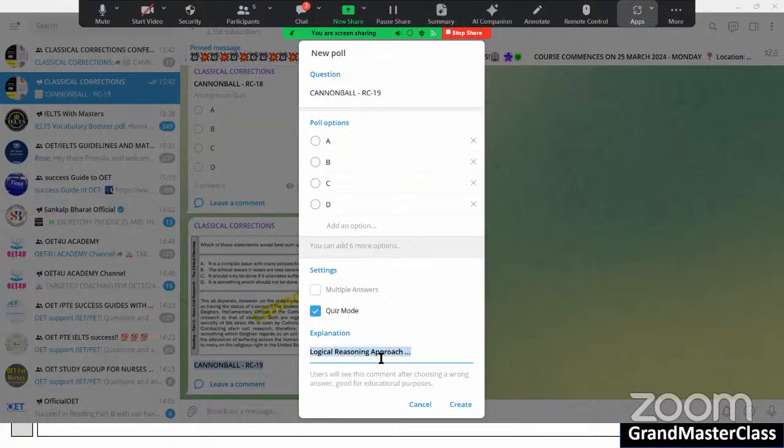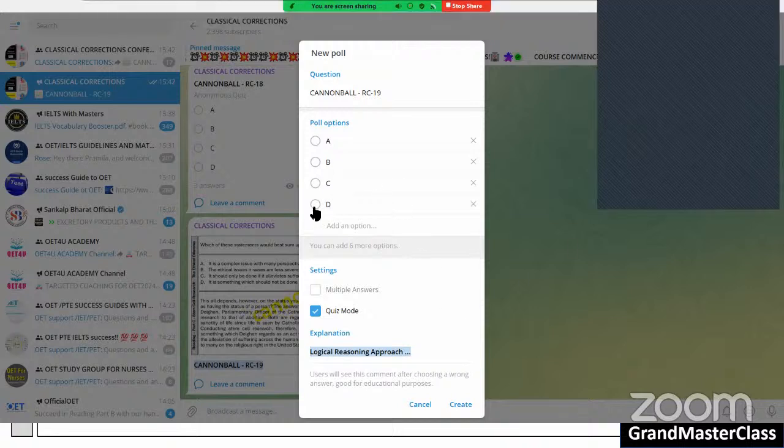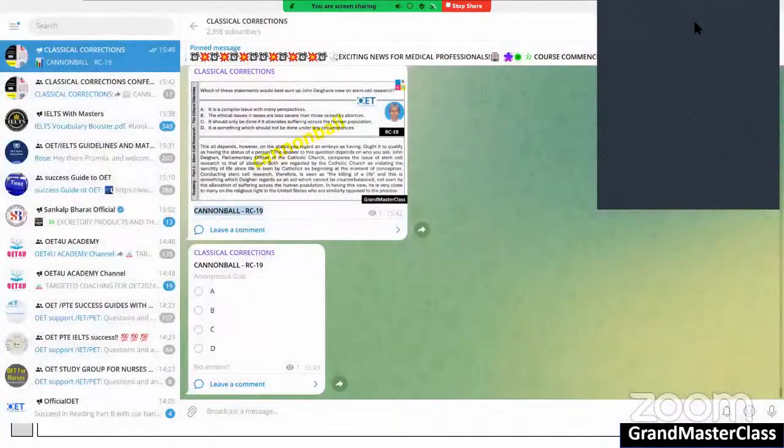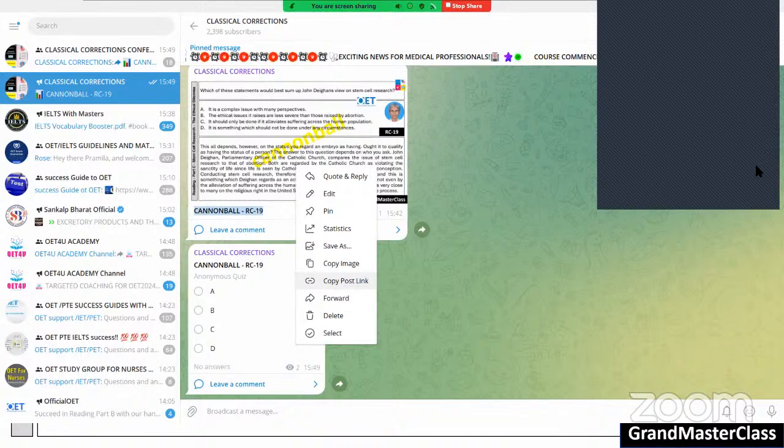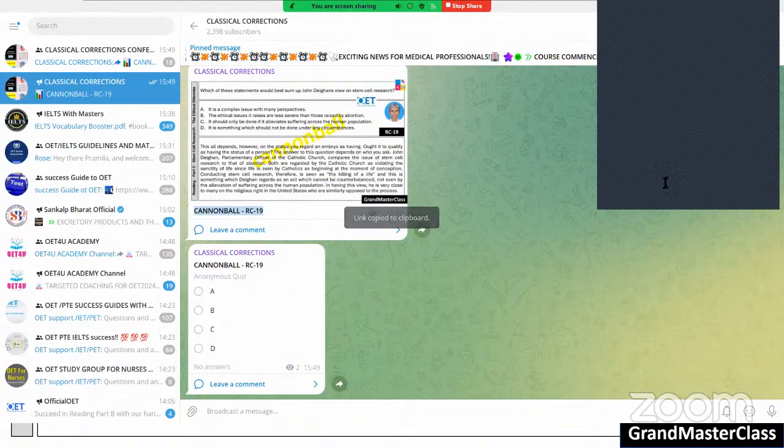Question number 19. The majority of you gave D. You can check your score. Click on the bubble ABCD and you will get the result. And then you can update your scores, please.